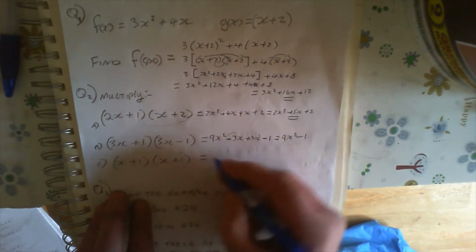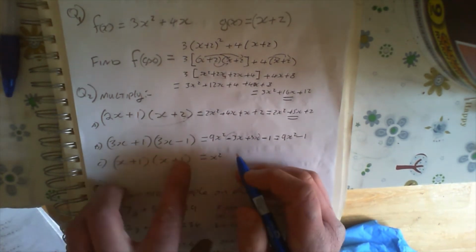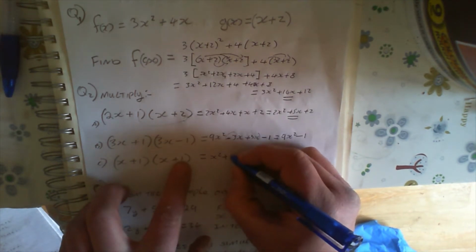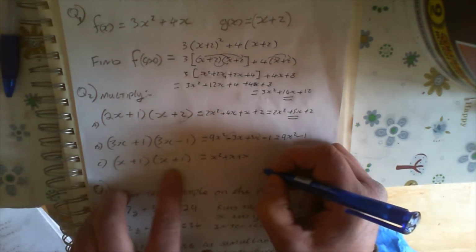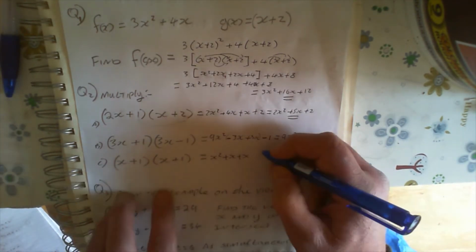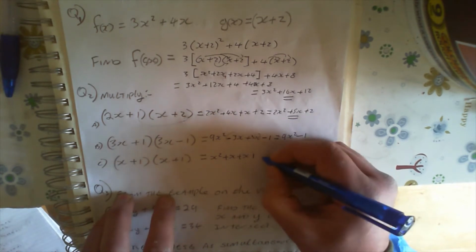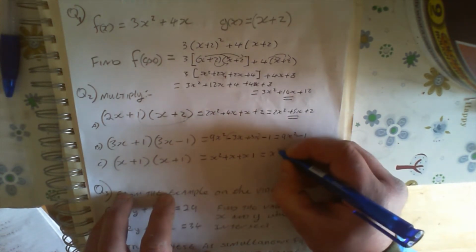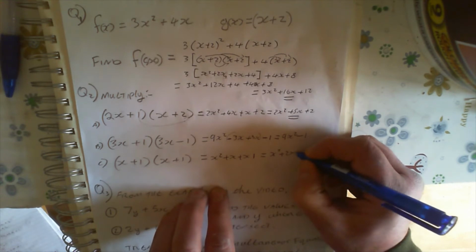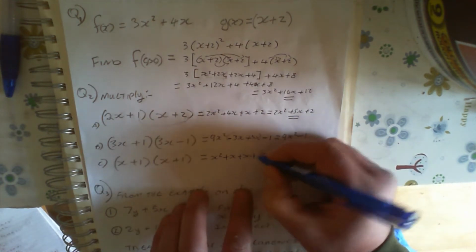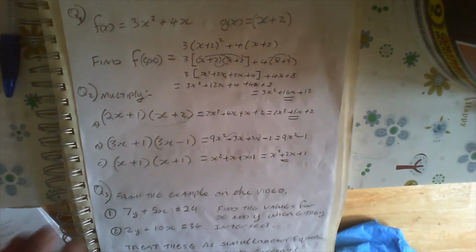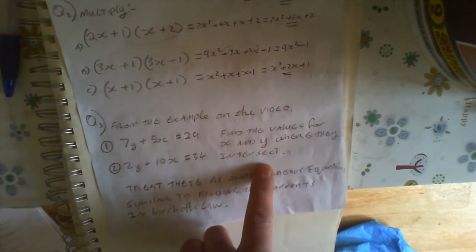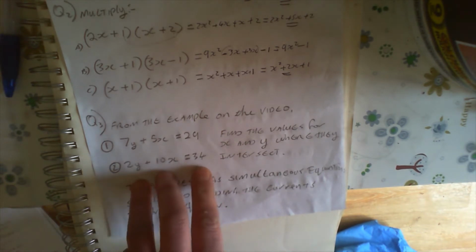x times x, x squared plus 1 times x plus another 1 times x plus 1, because 1 times 1. So that is going to equal x squared plus 2x, oops, plus 1. Okay, this one here is simultaneous equations, so I've not got enough room there, so I'll just do it on here.